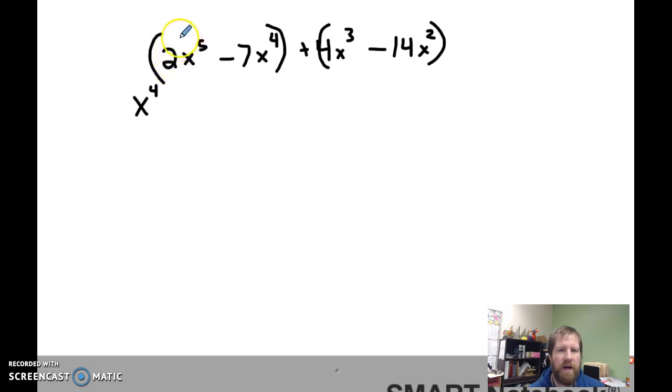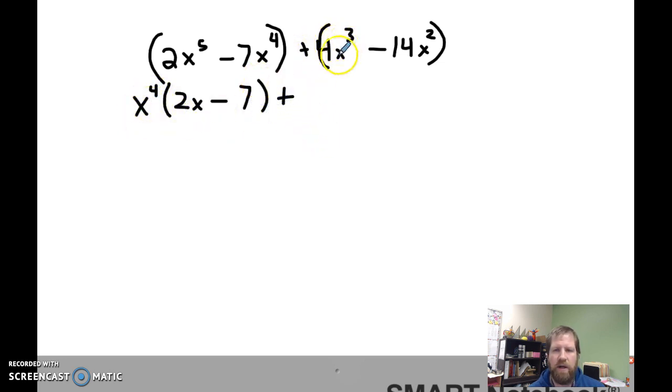And I've got 2x minus 7. Well, I don't have any common factors there. So x to the 4th times 2x minus 7 should be my greatest common factor.